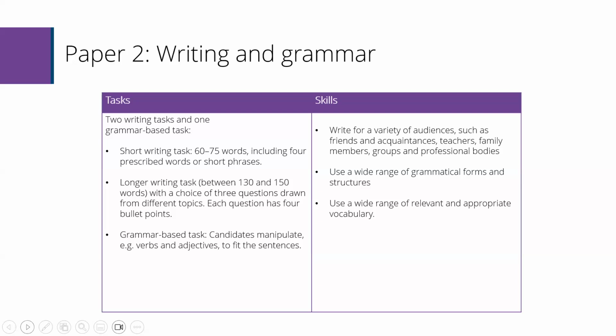So again, with the 2 writing tasks, we start with the slightly easier one and move on to the more challenging one. So there's a short writing task, which is the first writing task, and 60 to 75 words are recommended. And this includes 4 prescribed words or short phrases. And we'll have a look in detail at that in a moment. But those are words that students need to include in their answers.